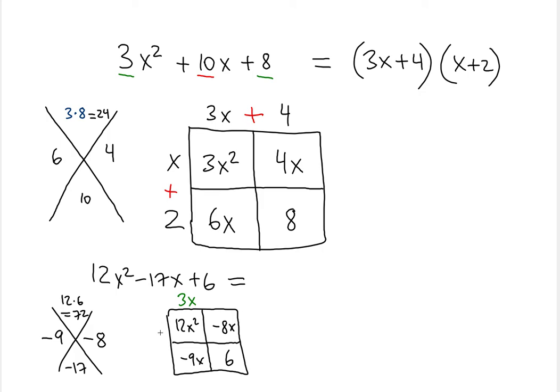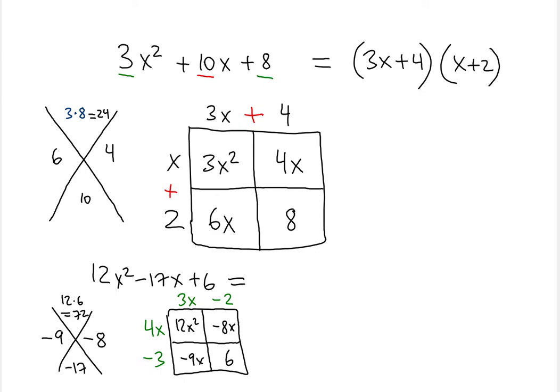So let's find the missing piece here. 3x times something gives us 12x squared. The only one that's possible is 4x. The product of these gives us 12x squared. Now 3x times something gives us -9x. So that's going to be -3. So now we have 4x here. 4x times this missing piece should give us -8x, and that's going to be -2. And as you can see, this -2 makes sense with -3. When they're multiplied, they give you +6.